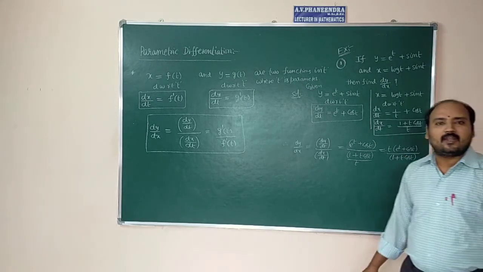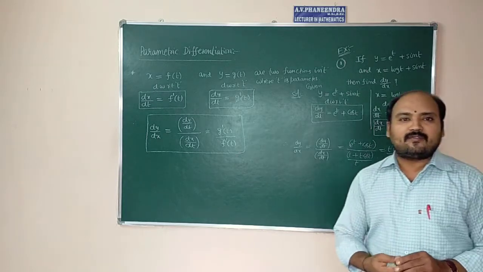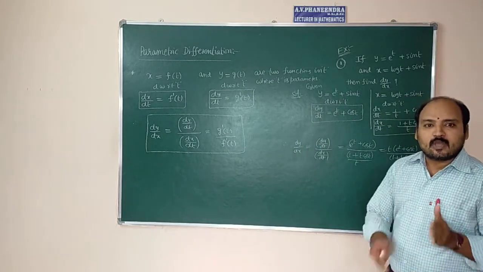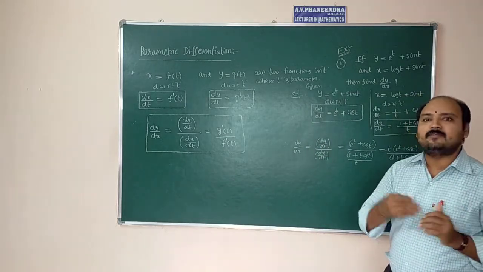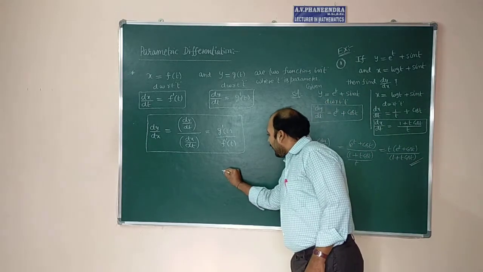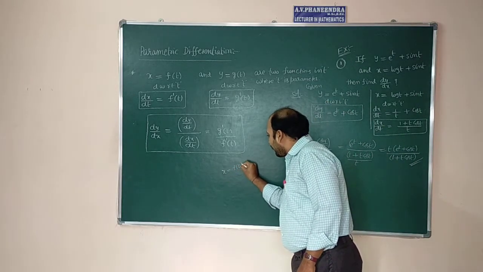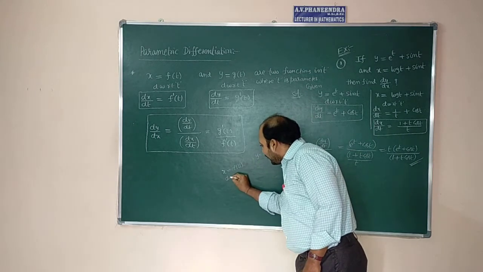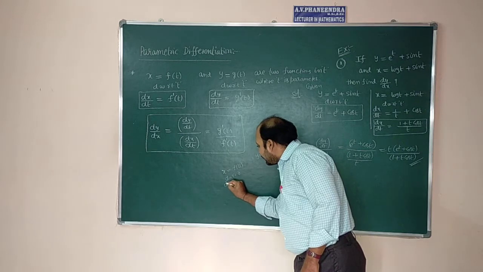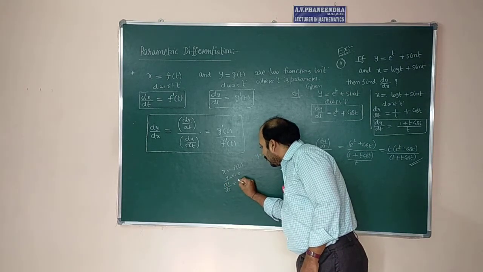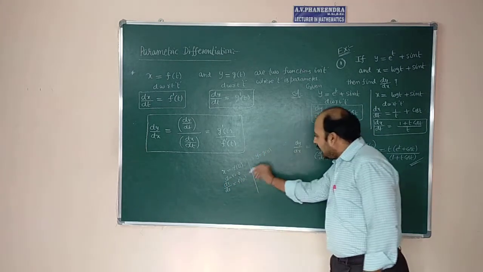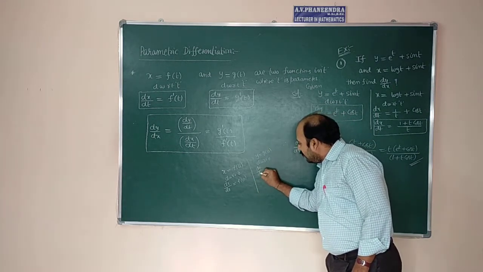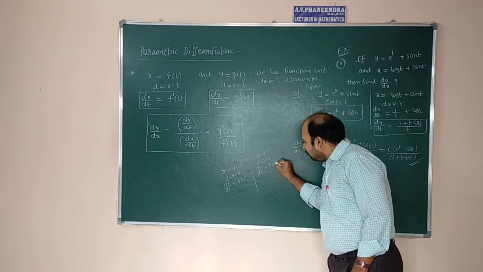Like this, you have to calculate the parametric differentiation. Not only x in terms of t, y in terms of t. Suppose x in terms of theta is there, y in terms of theta is there. How to do? x is equal to f of theta, y is equal to g of theta. Differentiate with respect to theta: dx by d theta is equal to f dash of theta. Similarly, differentiate with respect to theta: dy by d theta is equal to g dash of theta.